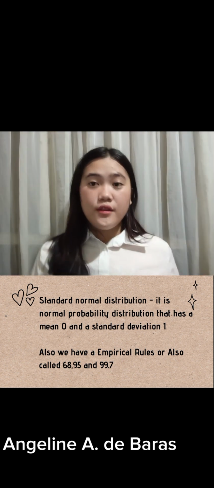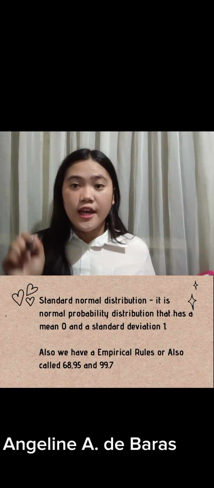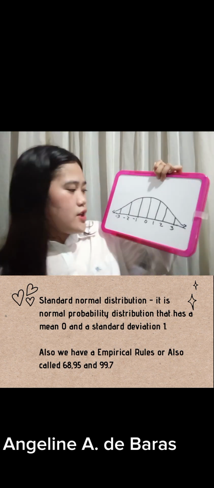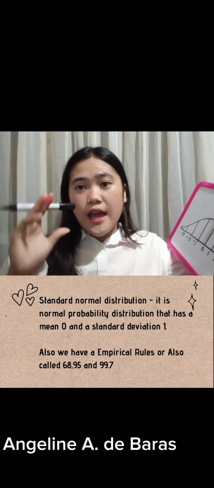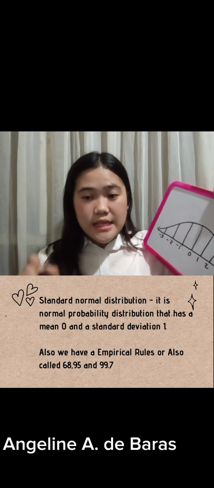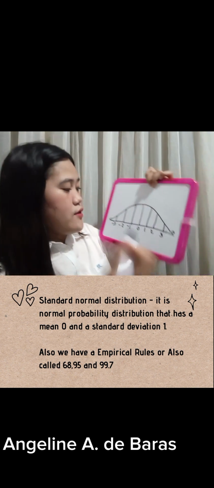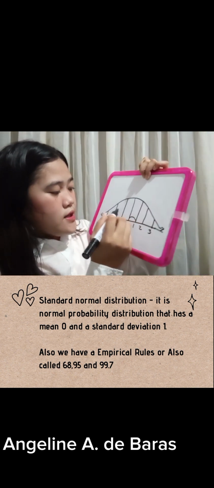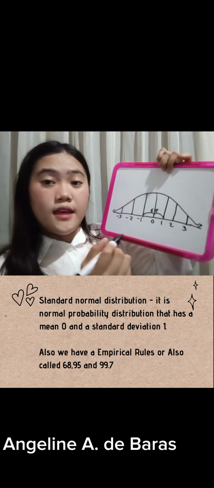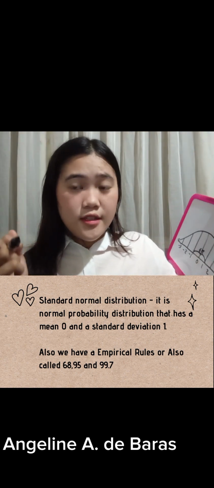Also, we have the empirical rule, also called the 68, 95, and 99.7. This will determine what percent of the area we have away from our mean. So first, let's know how many standard deviations away from the mean is the 68. 68 is 1 away from our mean. So 1 away from 0 on this side, and also on this side, this total will be 68. And for the 95, it's 2 away from our mean.